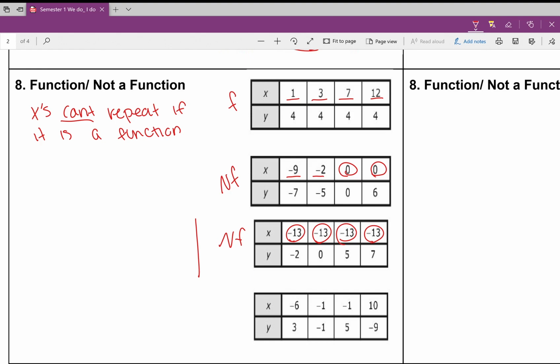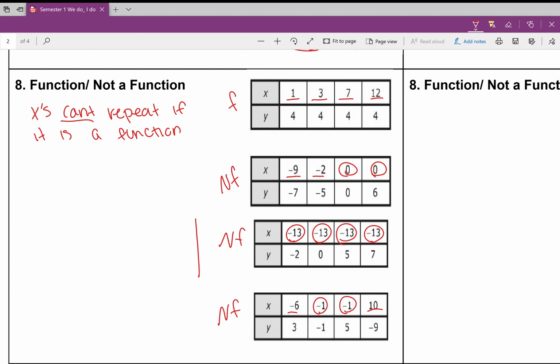And then we have our last one. We have negative 6, negative 1, negative 1, 10. So the negative ones repeat, so it's not a function. So we only had one table which is a function, which is the first one, because the x values did not repeat, only the x values.